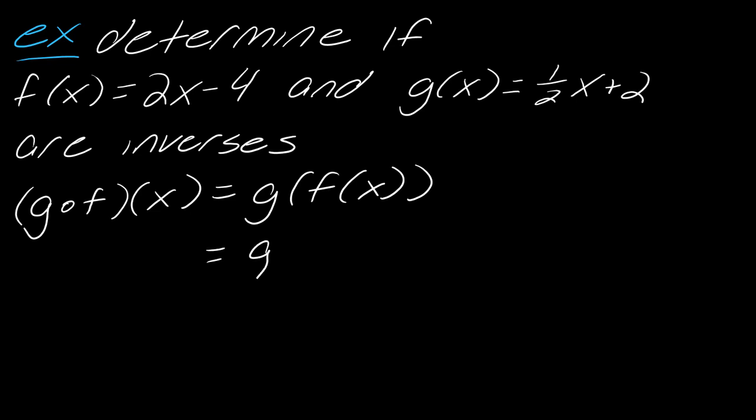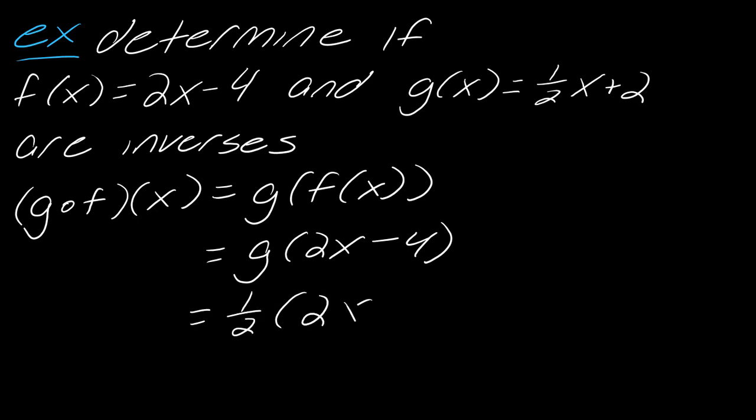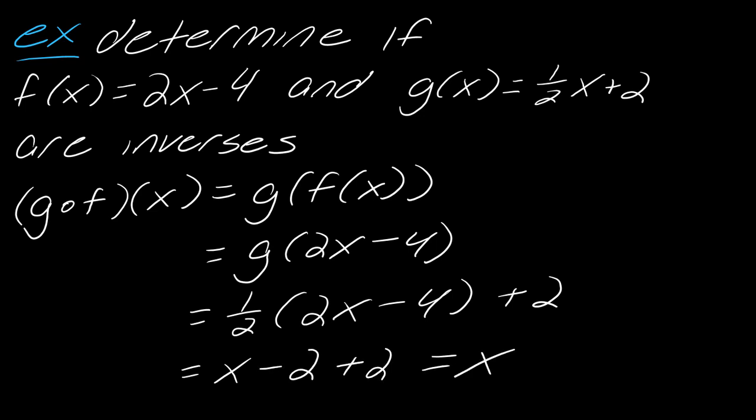Okay, so I'm going to start with the inside. So I've got 2x minus 4. Now I look at the g function. Here's where my x is, so I'm going to replace that x with 2x minus 4. So this is going to be 1/2 times (2x minus 4) plus 2. Now we distribute. This becomes 1/2 times 2x is x, 1/2 times -4 is -2, plus 2, and look, we still get x. So yes, these are inverses. Okay, so that's how you use composition.